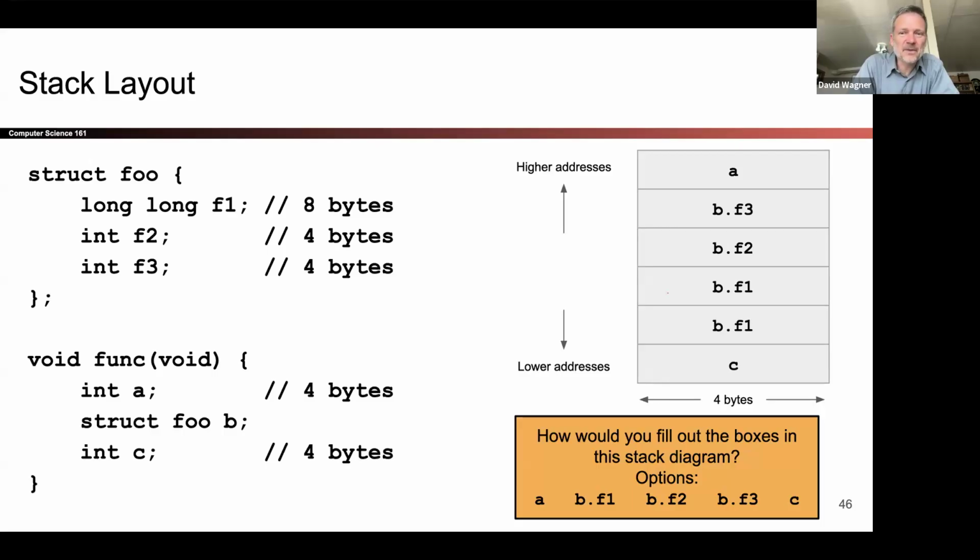And how is this 16-byte struct, this 4-word struct, stored? Well, the first field, F1, takes up 8 bytes, and it's at the lowest addresses. And remember, lowest addresses means bottom of the diagram. So F1 is at the bottommost part of where the struct is stored, and then F2 is in the middle, and then F3 is at the top.